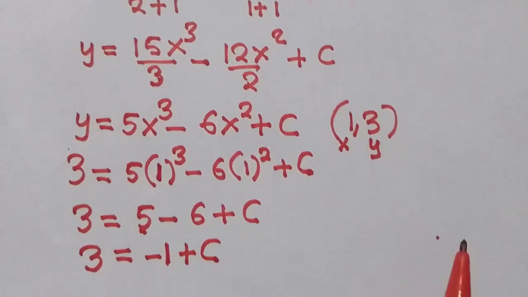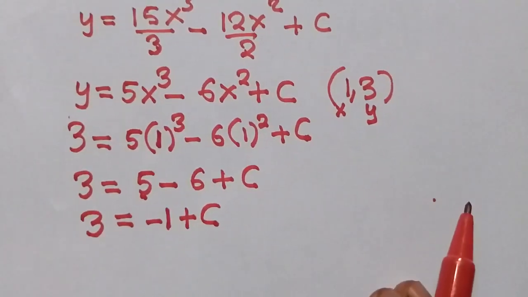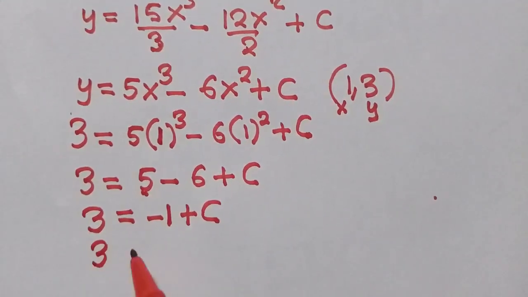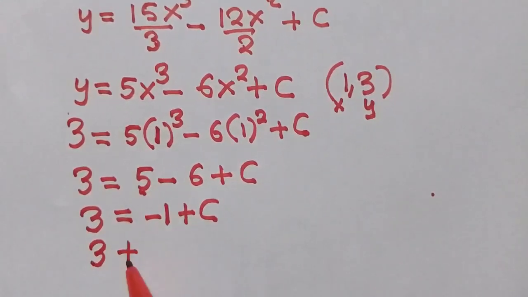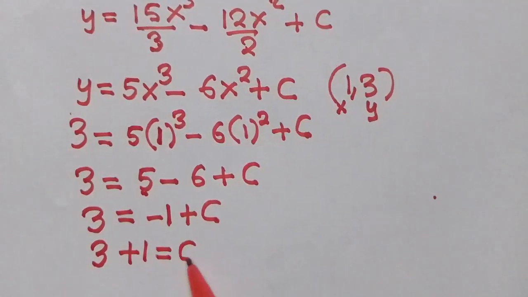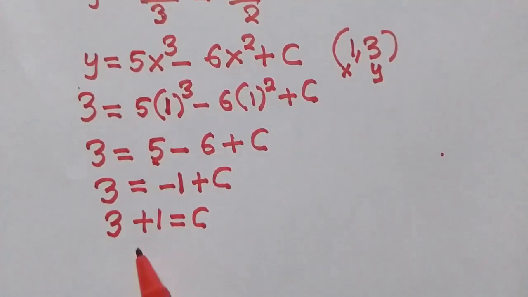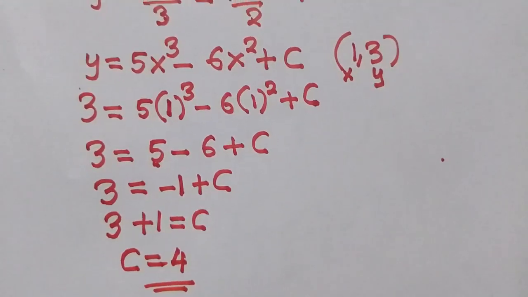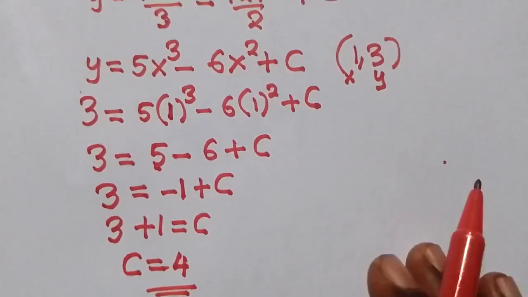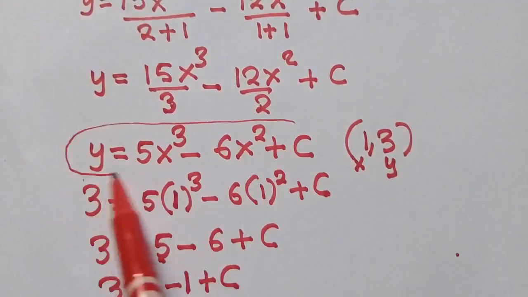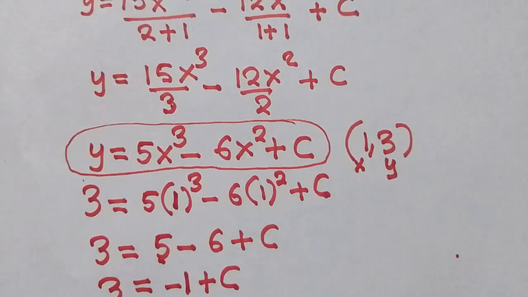When you reach here, you group like terms. So it is 3, this one goes there, plus 1, which is equal to c. Therefore, c is equal to 4. Your c is 4. Then you go back here. Your c is 4.